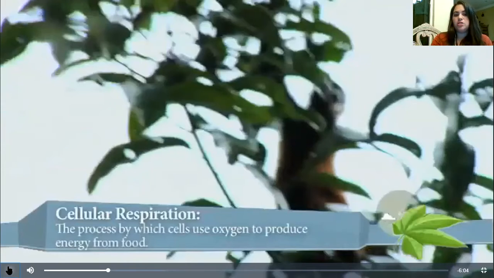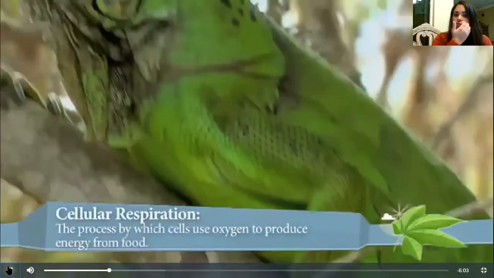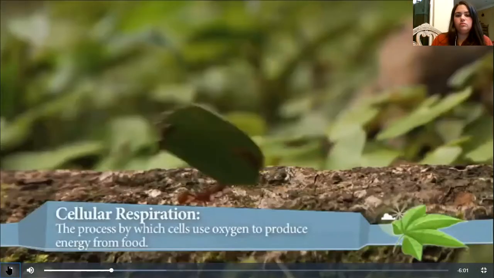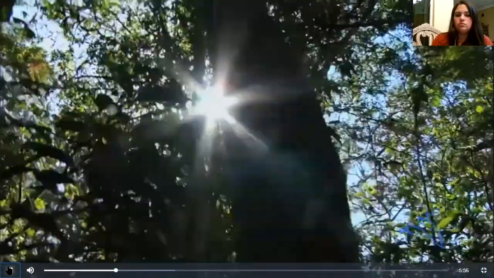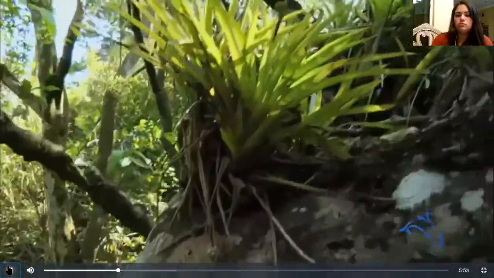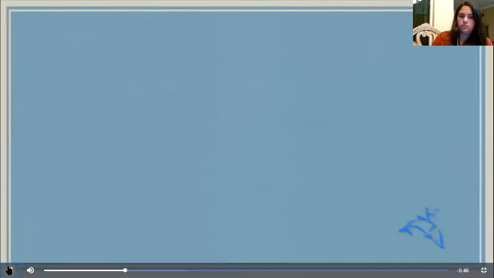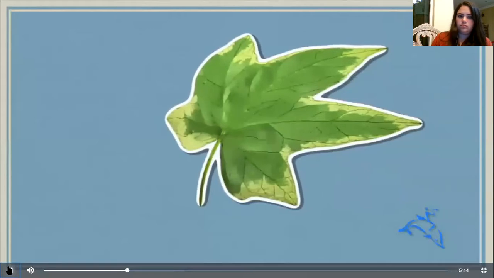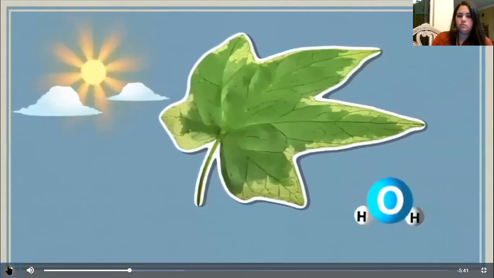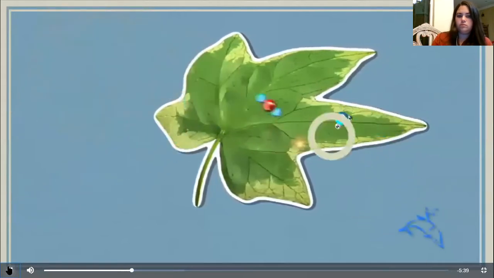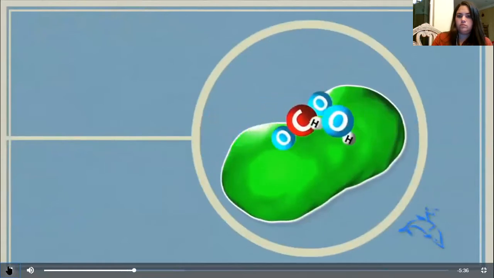Cellular respiration is the process by which cells use oxygen to produce energy from food. Animal and plant cells use oxygen to break down sugars in cellular respiration. But plants do something that animals can't. They can make their own food using a process called photosynthesis. Here in the rainforest, there's a lot of it going on. So here's how it works. Sunlight energy, water, and carbon dioxide enter the leaf and combine inside an organelle called the chloroplast.